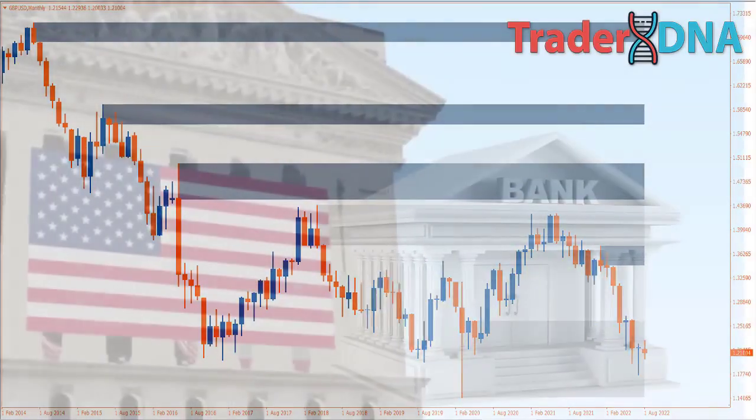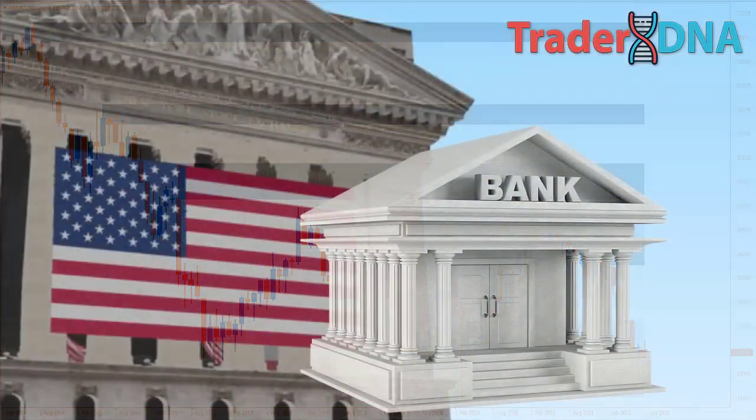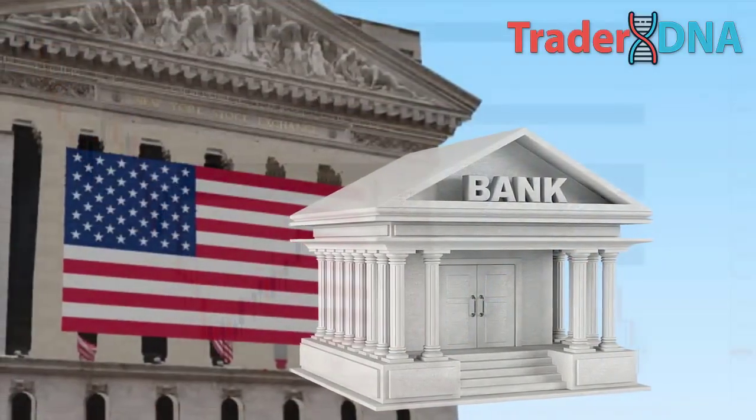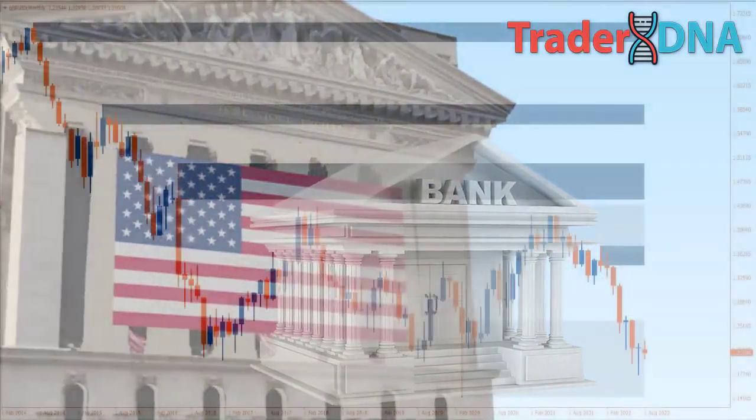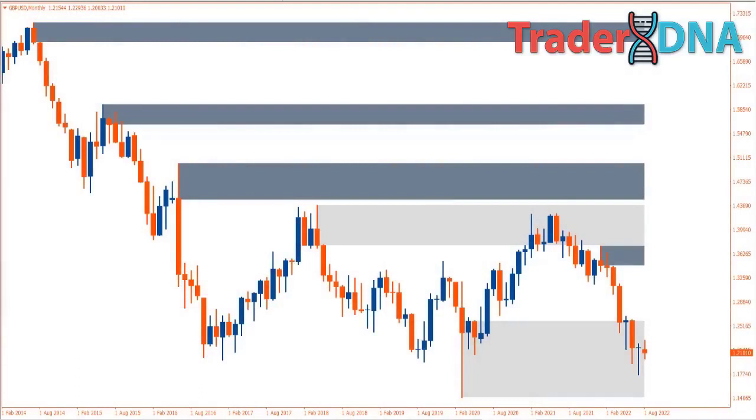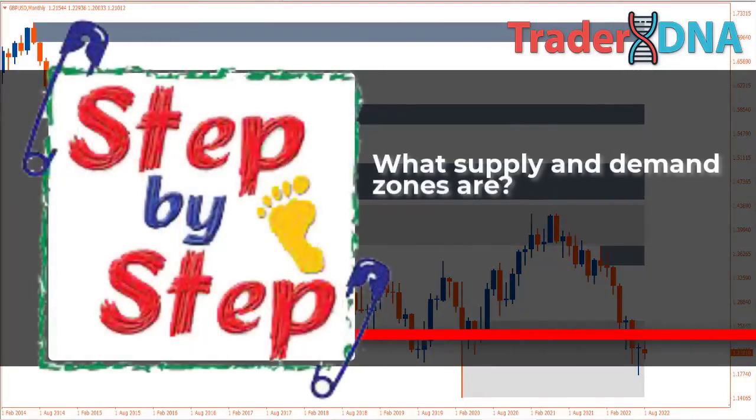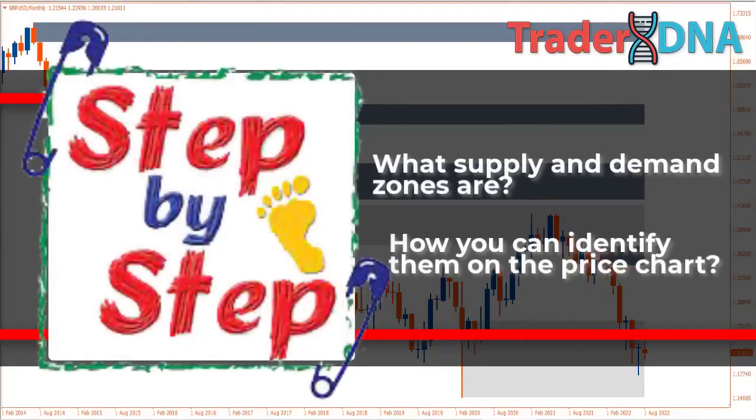Banks and other similar institutions create these zones, which are actually price levels where unfulfilled orders wait to be completed. To win over the whole concept of supply and demand, traders need to find smart money orders on the price chart. Moreover, they also need to identify the supply-demand zone correctly. In this video, you will learn step by step what supply and demand zones are and how you can identify them on the price chart.